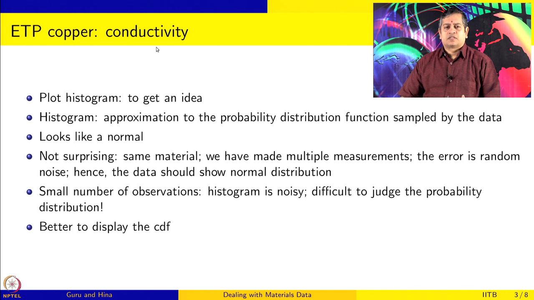Of course, in the case of copper conductivity, we know that it looks like normal. It is not surprising because it is the same material and we have made more than one measurement, and so the noise is random, and if you have random errors or noise, then you do get normal distribution. But if you have very small number of observations, the histogram can be noisy and it might be difficult to judge the probability distribution. In those cases, it is better to display the cumulative distribution function. So, we are going to do this exercise for the ETP copper, we will do all this.